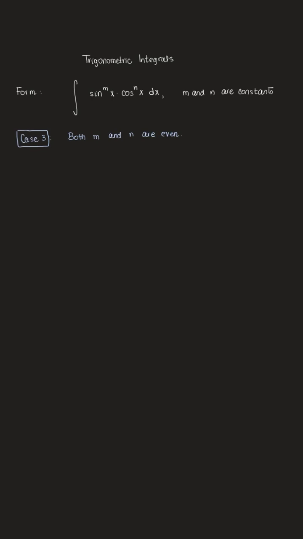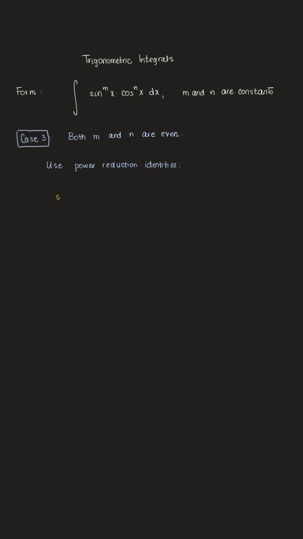Right, so our third case with trigonometric integrals is when both powers of sine and cosine are even numbers. So we're going to tackle this case now, and there's really just one thing to do, which is we're going to use two identities that are called the power reduction identities. These identities reduce the power of the trig function.